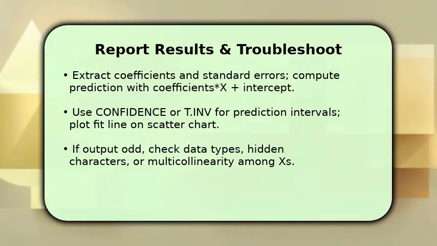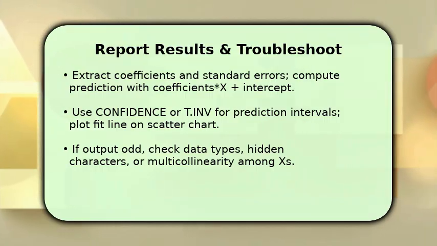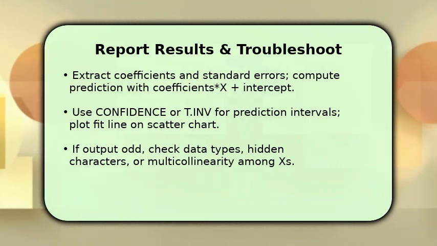If numbers look wrong, make sure cells are numeric, remove non-printing characters, and check correlated predictors, which inflate standard errors and distort coefficients.